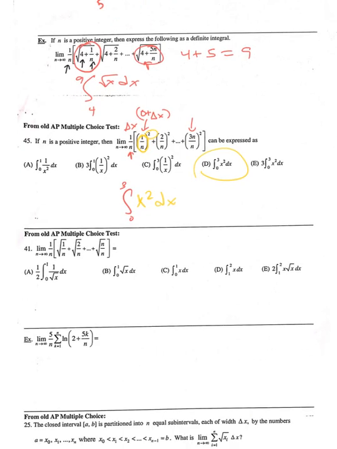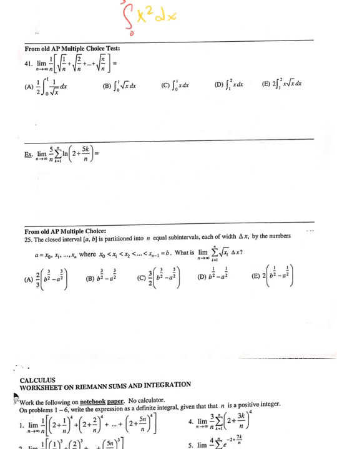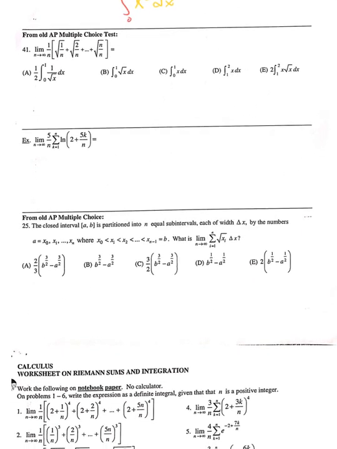Okay, let me scroll down. This was number 41. This is again from an old AP exam. So the delta x is 1 over n. Again, where are we starting? We're starting at 0 plus 1 over n, right? So we're starting at 0 because we're doing right Riemann sums. Trust me, they could make this a lot worse. They could be doing left Riemann sums. Where are we ending? We're ending at 1. What's being done? We're square rooting the function. So that's why the answer is choice B.